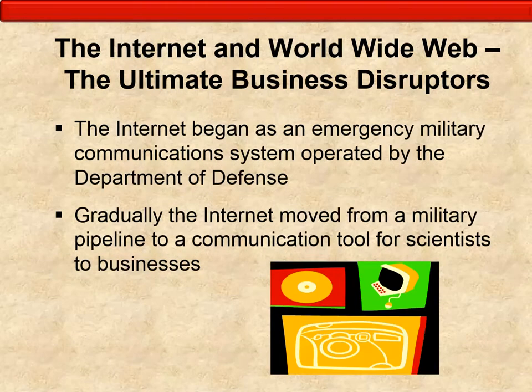The internet began as an emergency military communications system operated by the Defense Department. Gradually, the internet moved from a military pipeline to communications tools for scientists to businesses.